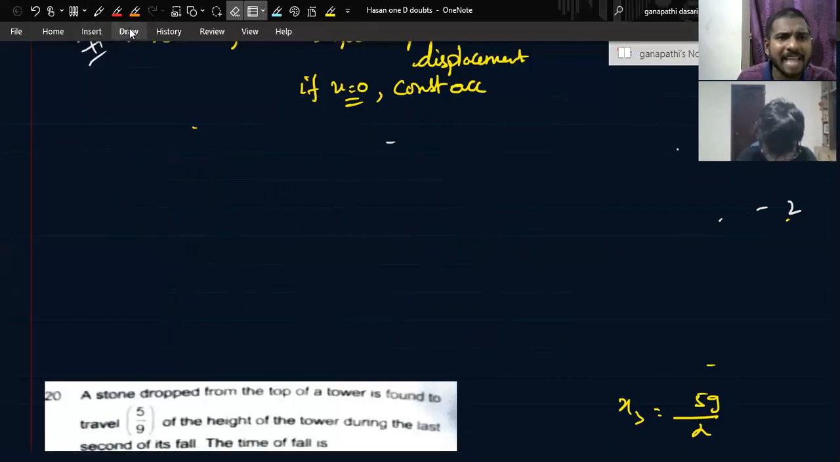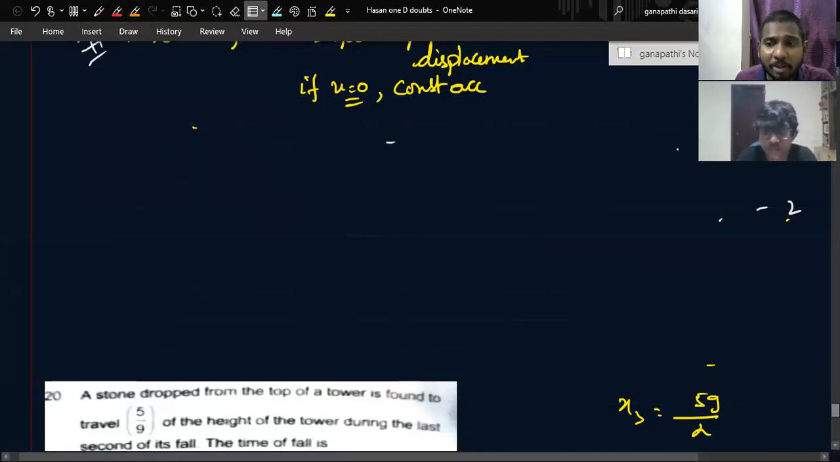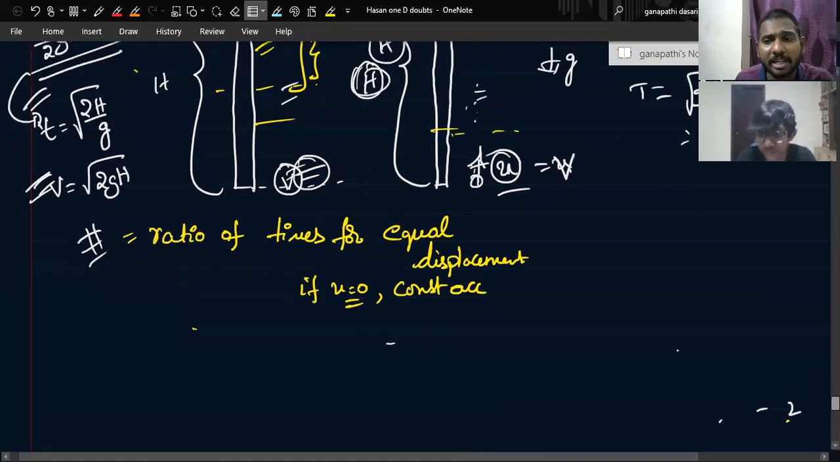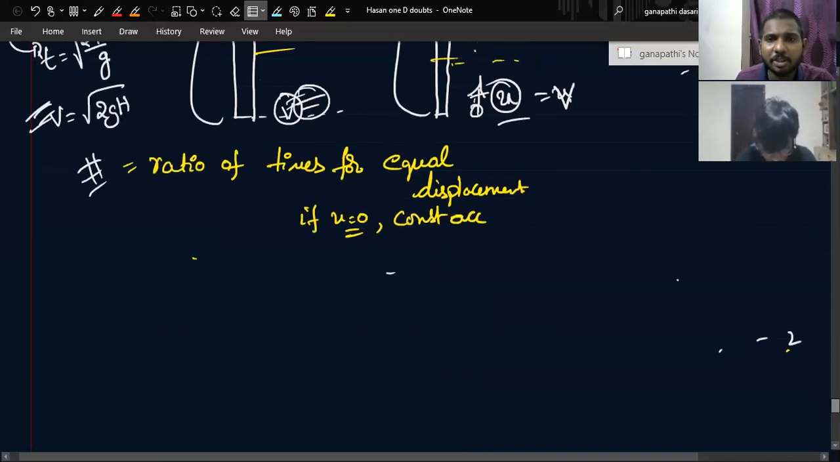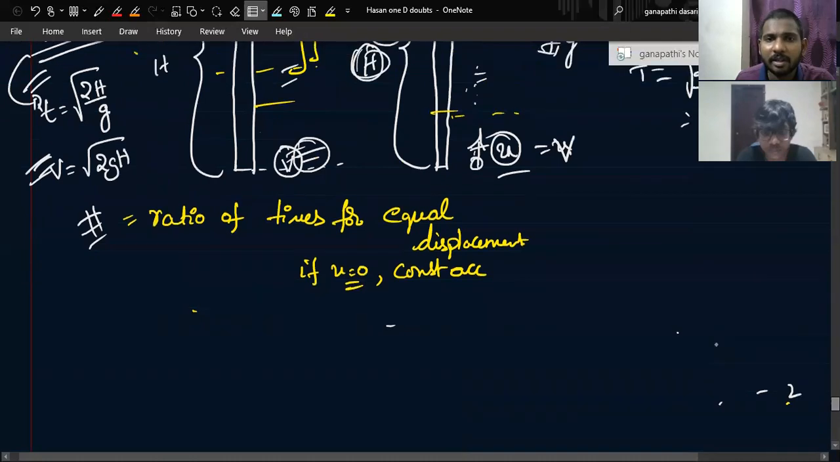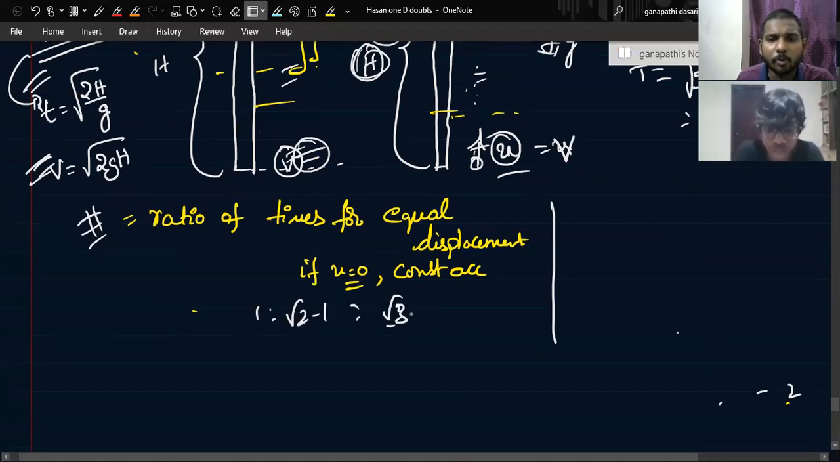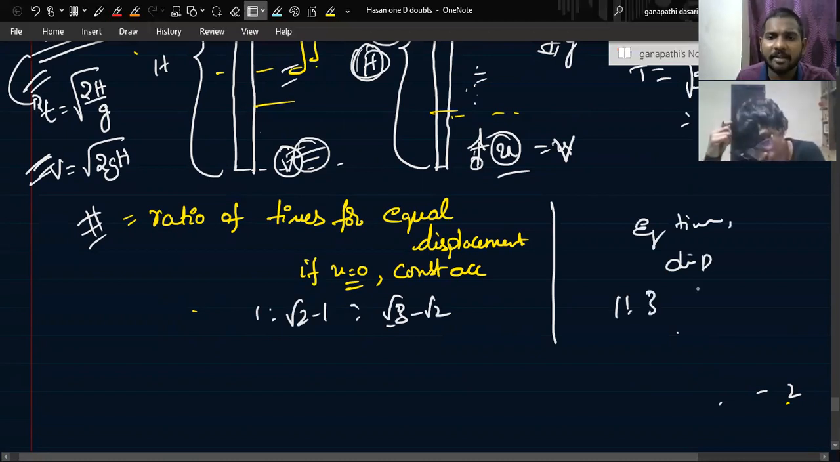Majority of the NEET students actually remember this result. They will not take this to heart, but why I told is you will be relating this to any question. It becomes easy. The ratio for equal displacements, initial velocity 0, constant acceleration is 1:√2 minus 1:√3 minus √2. Okay. For equal times, displacements ratio is 1:3:5:7. Okay, got it?